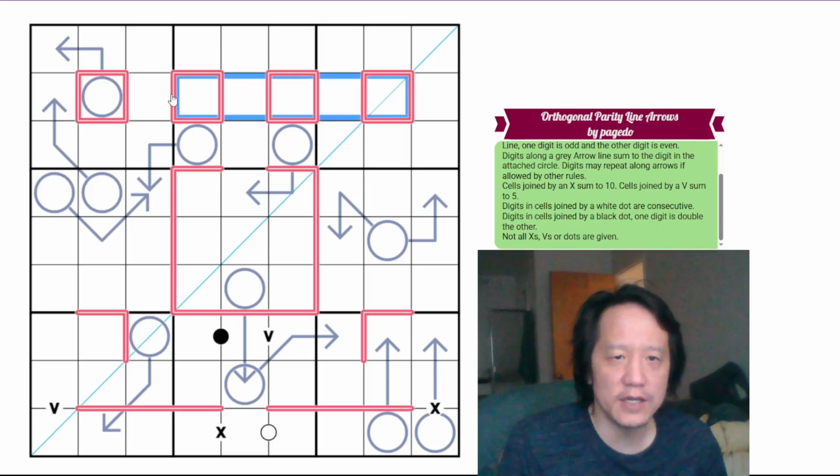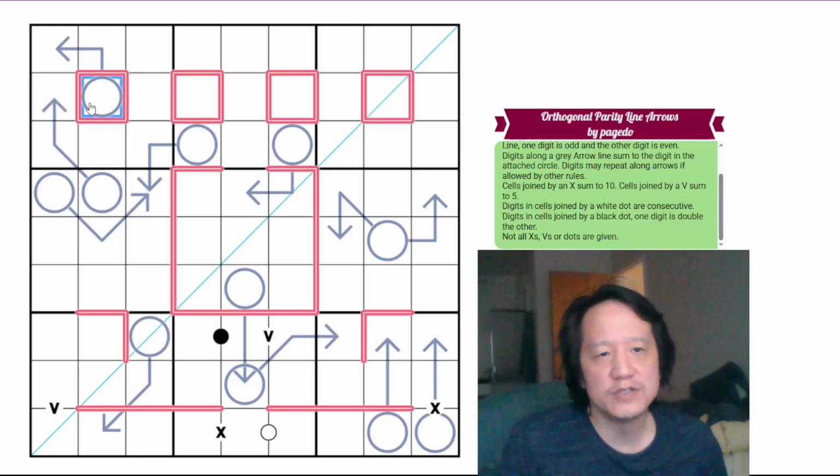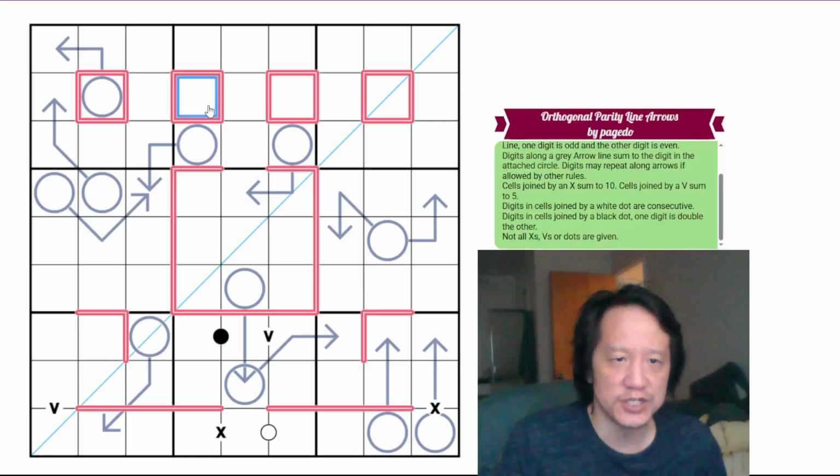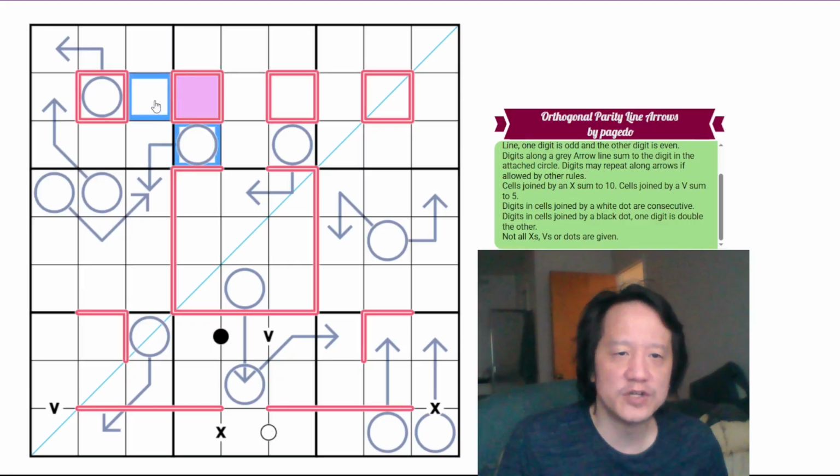Okay, for me, where I start off is going to be row 2, because we have digits separated by these orthogonal parity lines here. So that means whatever set this digit is, odd or even, the other digit must be the opposite set. So we're just going to color them random colors. Whatever this one is, these have to be opposite sets. Well, since these are opposite sets, this is the opposite set of pink.